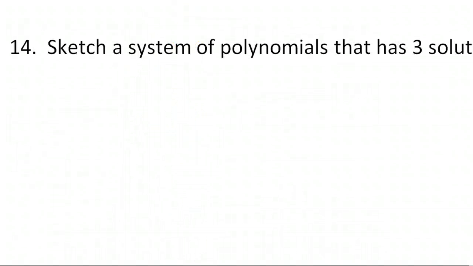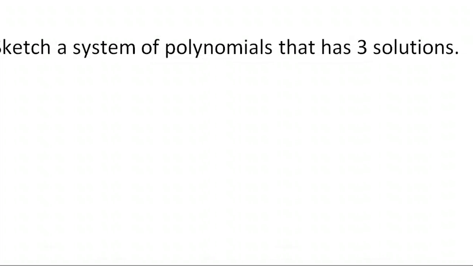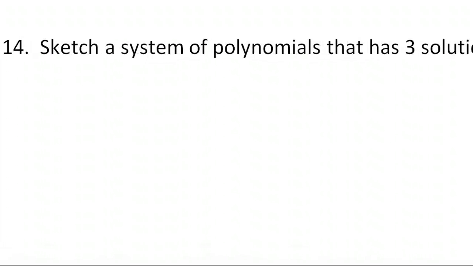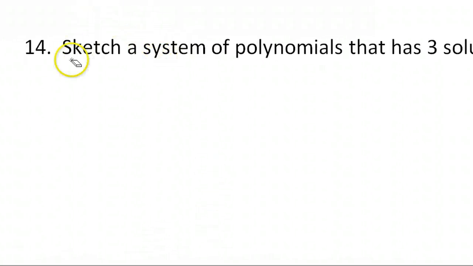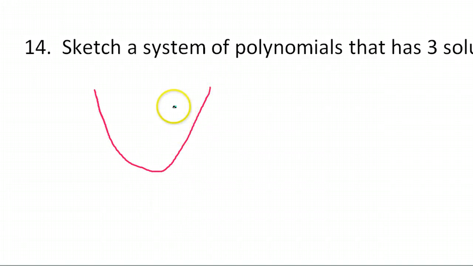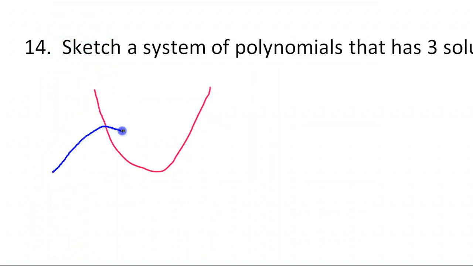there's a problem coming up, problem number 14, where they're supposed to sketch a system of polynomials that has 3 solutions. My students really just did not understand this question, so I'm hoping that as I do the problem we're working on now, you can understand that a system of polynomials is like this picture of more than one polynomial. So for example, if I had a quadratic and then I had, let's say, a cubic, this would be a system of polynomials that I just drew.